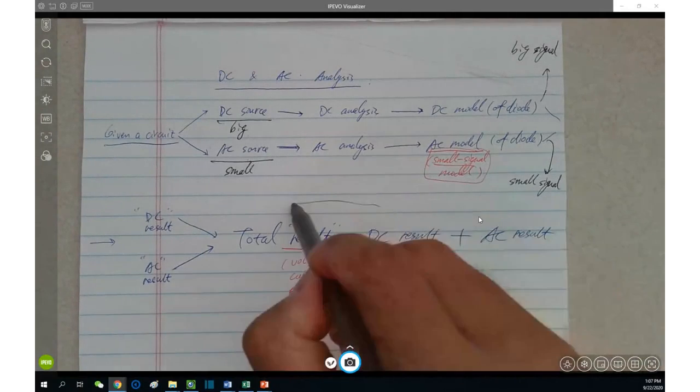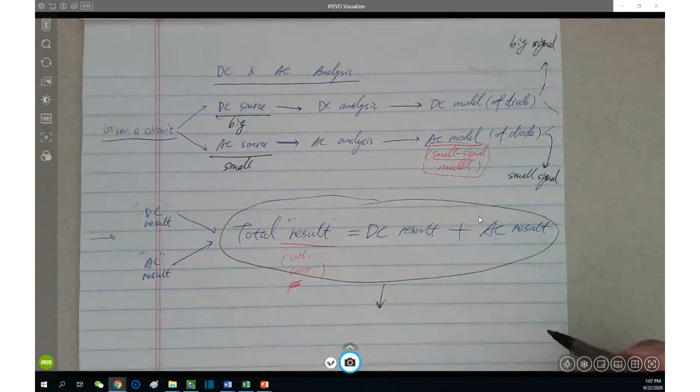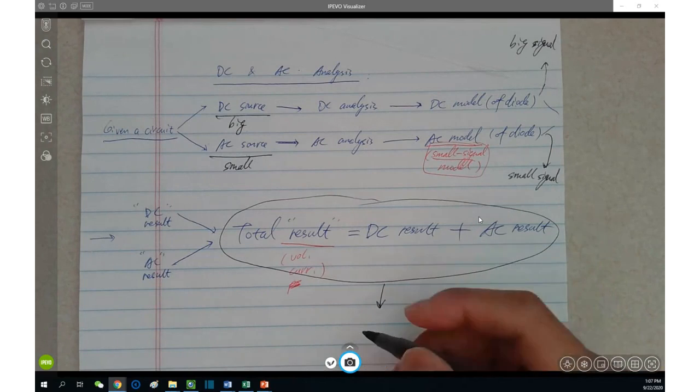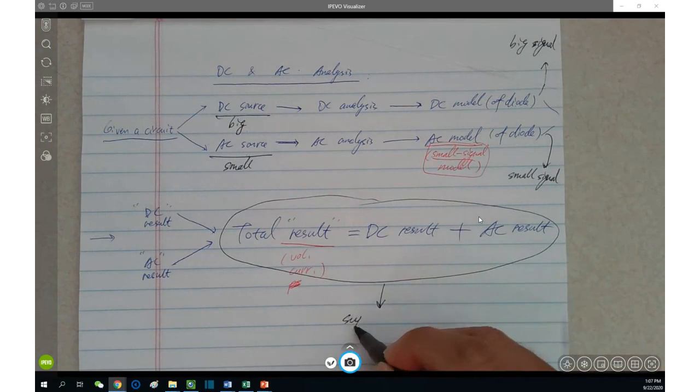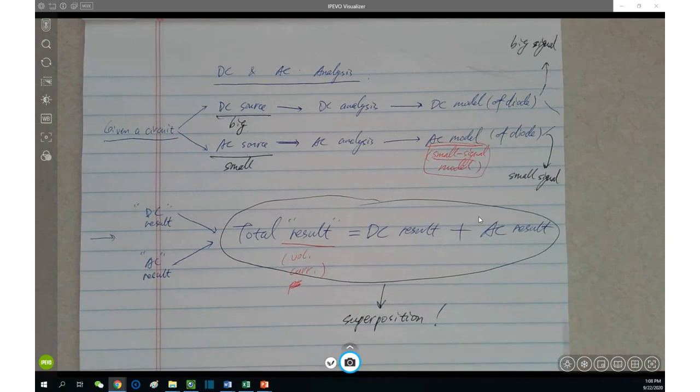And what principle is this? Anyone know? Why does the total result equal the DC result plus the AC result? What is that? Superposition. Excellent. Very good. Josh is right. Superposition. This is the basic principle we follow to come up with this.